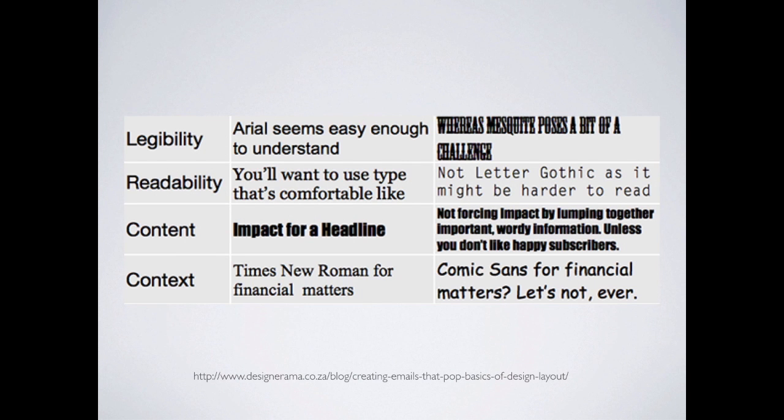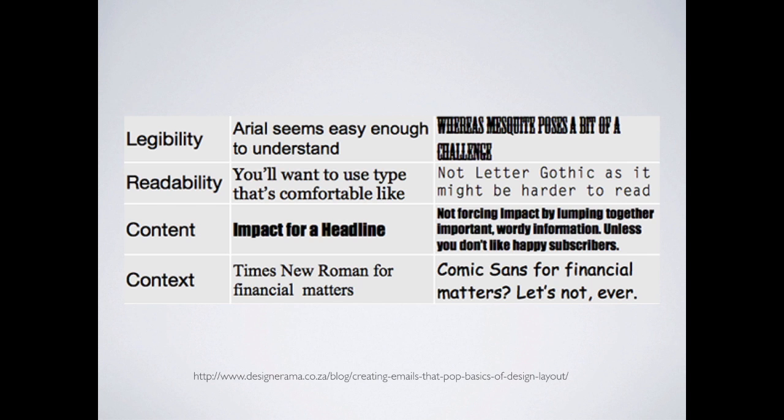So here are some examples. We have legibility. On the left, Arial seems easy enough to understand. Mesquite, which will work great for, say, a big, bold headline, charcoal briquettes on a package or something. Not that anybody buys those anymore. But it's a lot harder to read in a paragraph format.